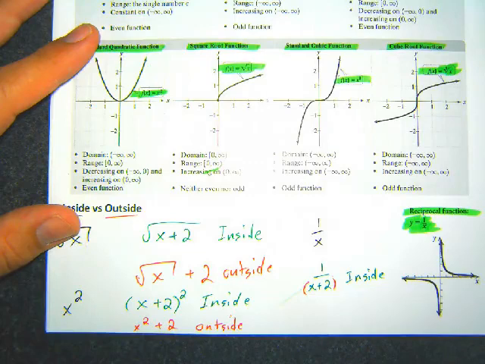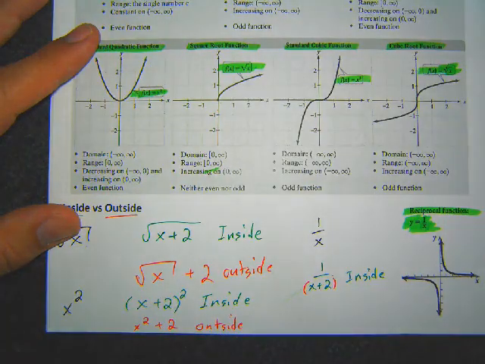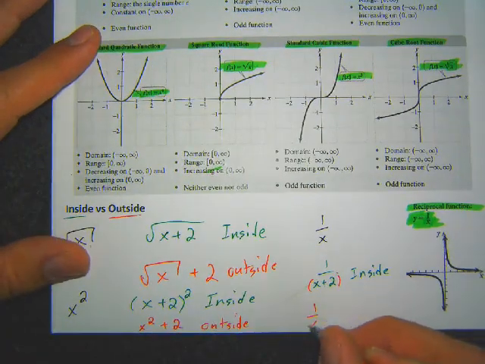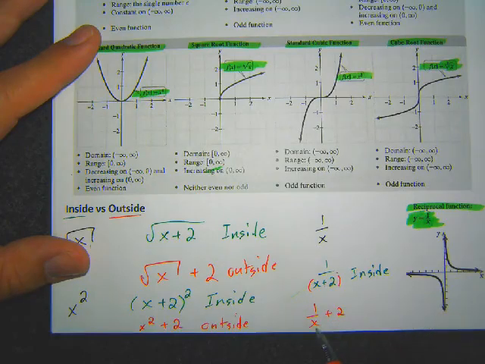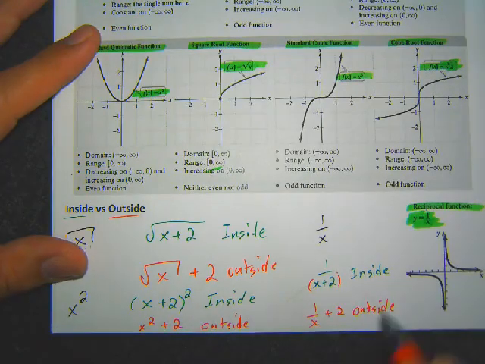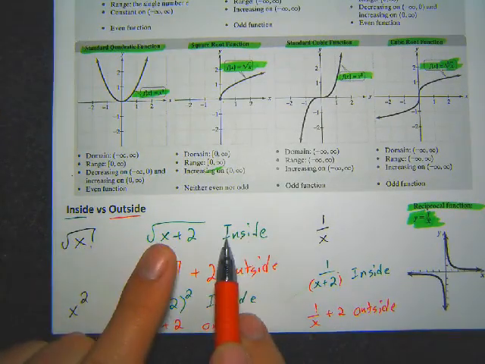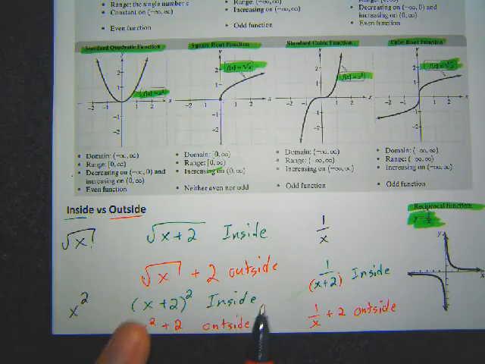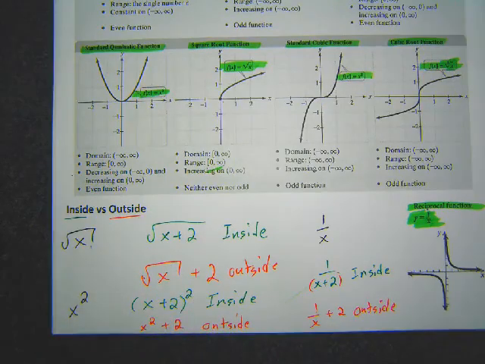If I want to do something on the outside of this one, outside would be like 1 over x, plus 2. Now that plus 2 is not in the bottom of the fraction, so that's outside. That would not be something on the inside. So these are the big difference. You got to think about whether you're working on the inside or you're working on the outside. Where you work, inside versus outside, changes what you're doing. So adding 2 on the inside versus adding 2 on the outside, it's going to be different.